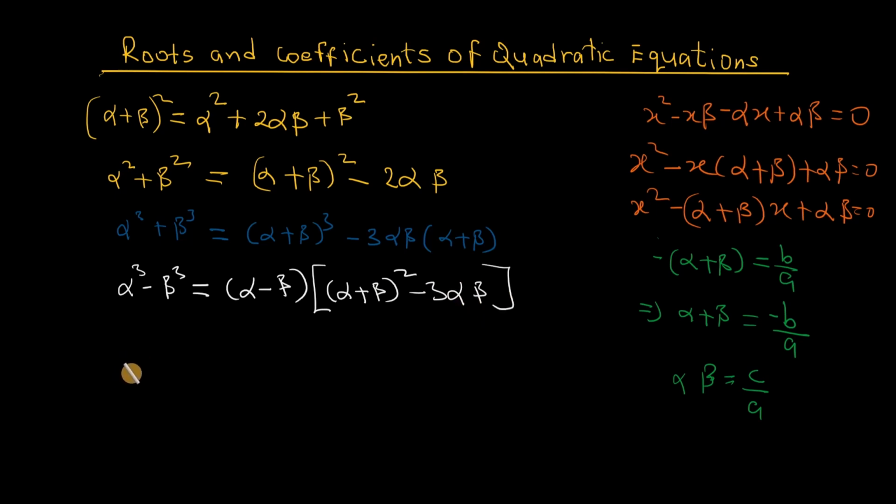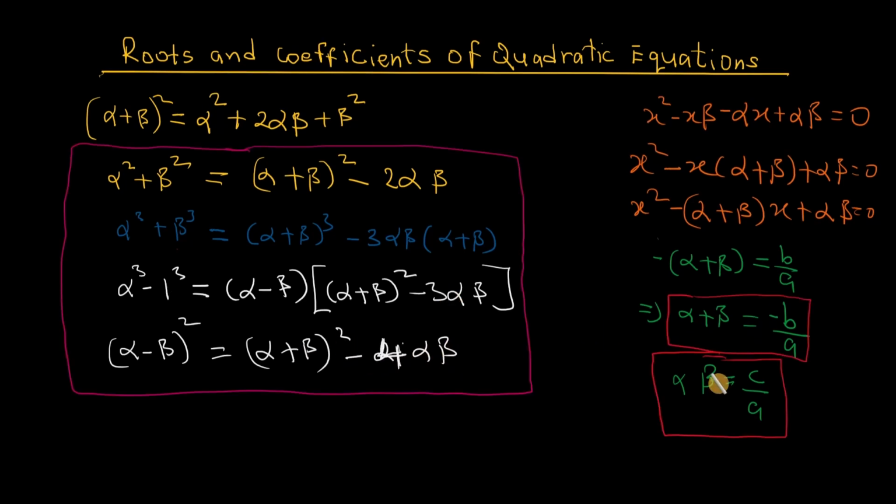From the expansion of alpha minus beta squared, alpha minus beta squared can be obtained as alpha plus beta all squared minus 4 alpha beta. These formulas in boxes are very useful in carrying out calculations that involve coefficients of quadratic equations and their roots.